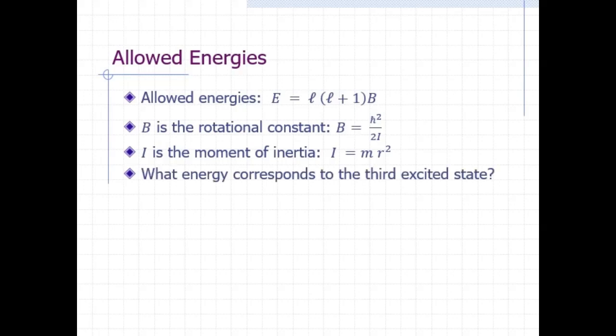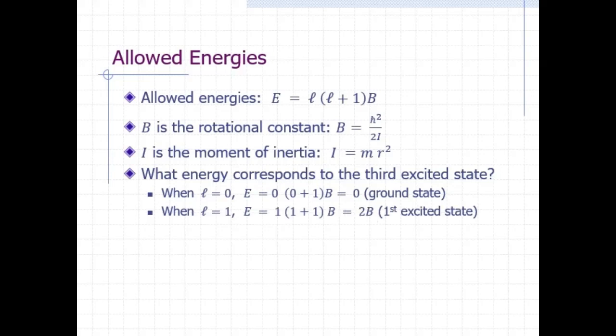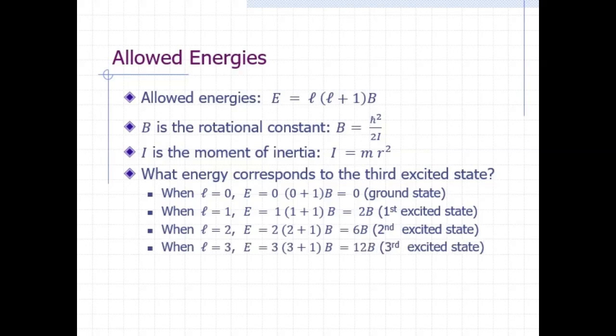Well, the lowest allowed value for L is 0. So, the lowest allowed energy, the energy for the ground state, is 0 times 0 plus 1 times B, or 0. We get the first excited energy level when L is equal to 1. 1 times 1 plus 1 times B is 2B. It should be easy to show that the second excited energy level is 6B. And the third excited energy level is 12B.